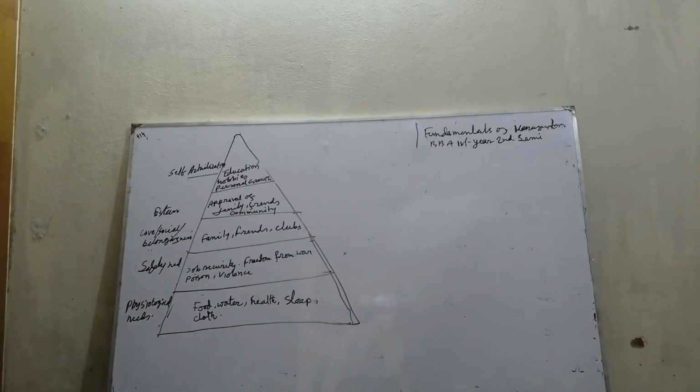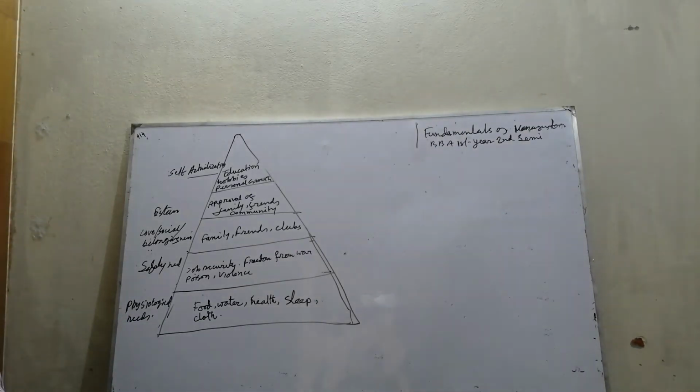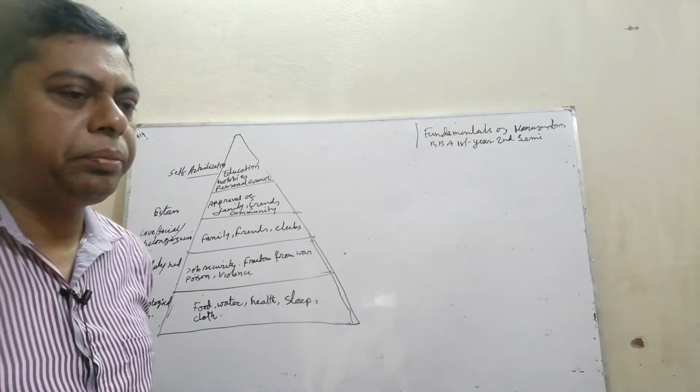In the first, physiological needs. Physiological needs are the primary or basic needs of a person that must be fulfilled. These include, among others, food, clothing, and shelter that are vital for the survival of mankind. A person cannot think of recognition of status when he is not able to earn adequately to satisfy his basic needs. So food, water, health, sleep, clothing are important to mankind.